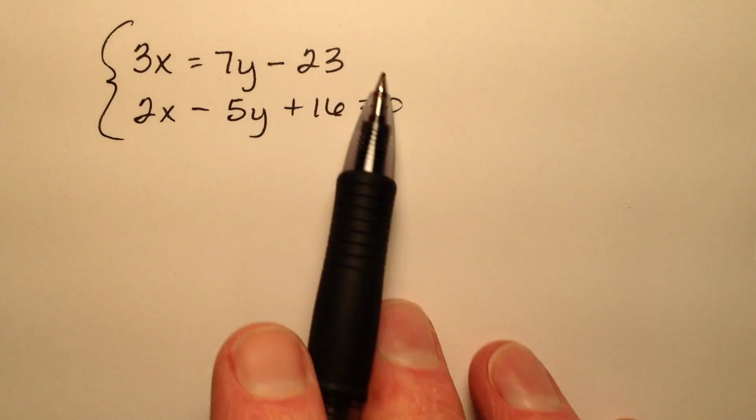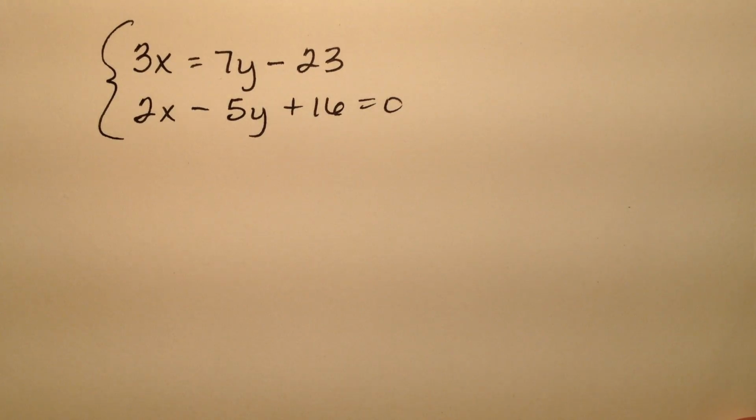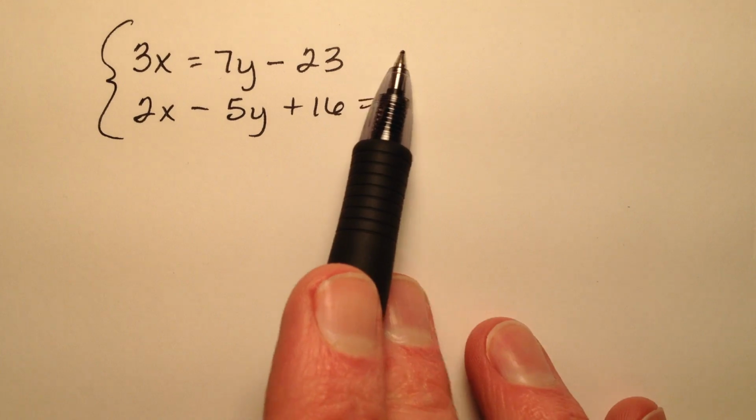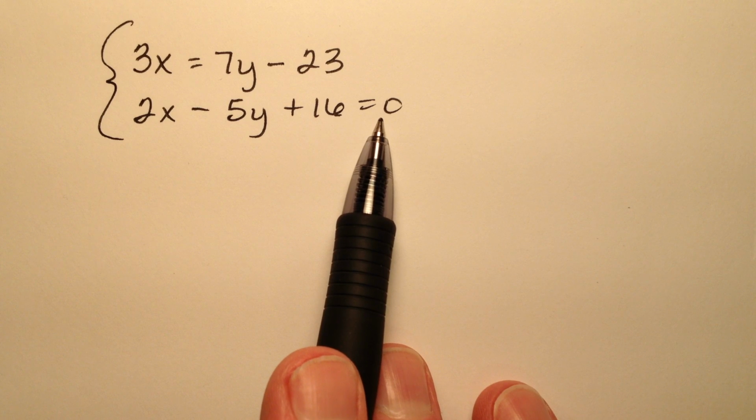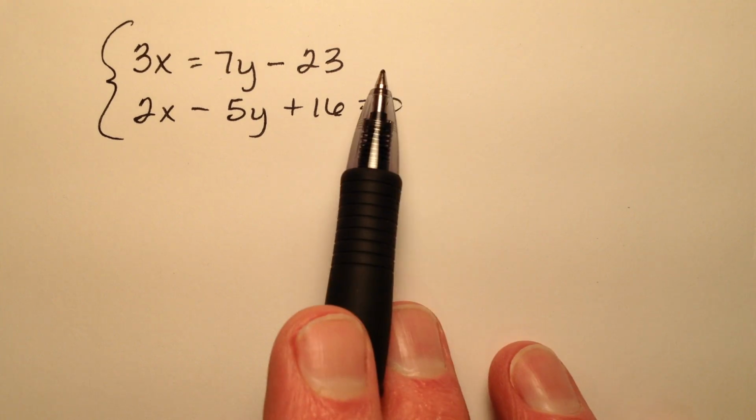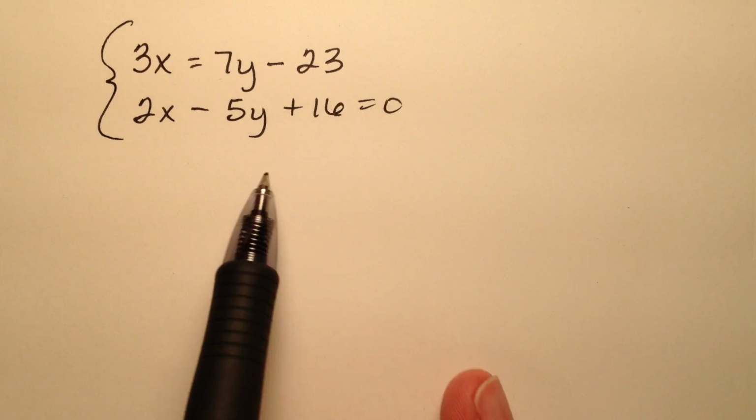In this example, we're going to solve this linear system by elimination. So the first thing we're going to make sure of is that each of our equations is in standard form. So it needs to be x and y on the left side and the constant on the right side.